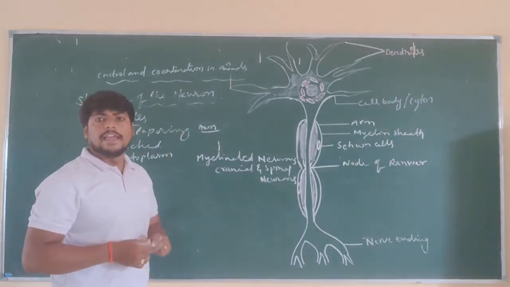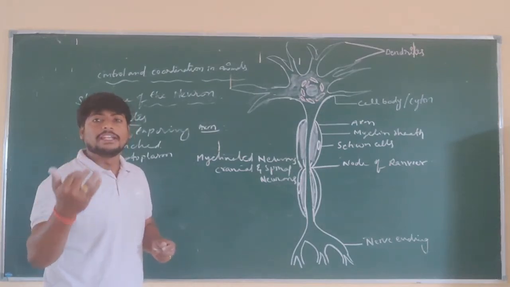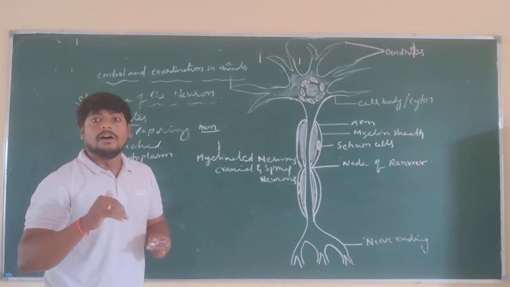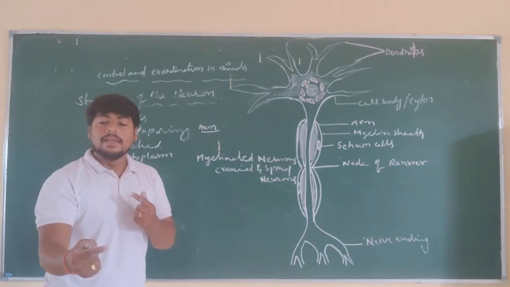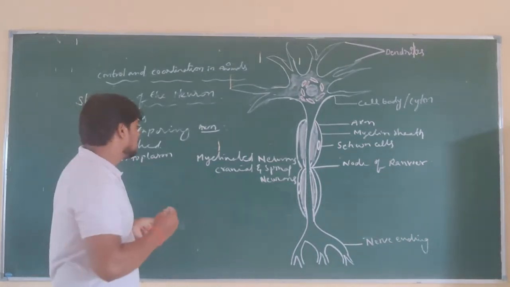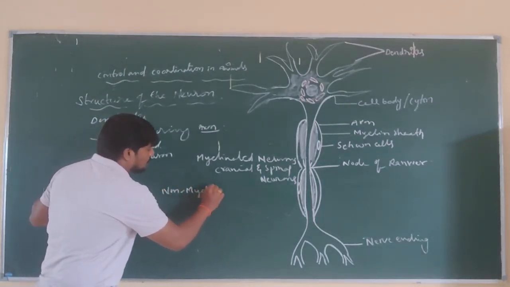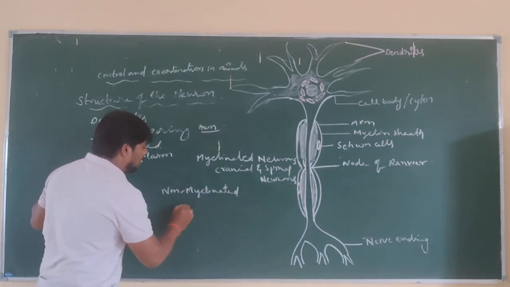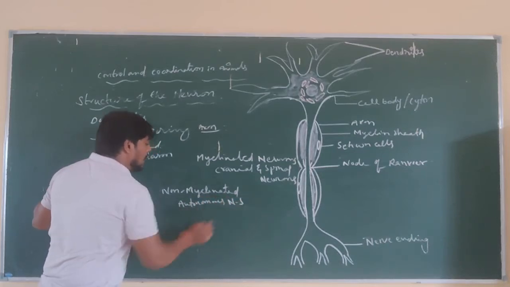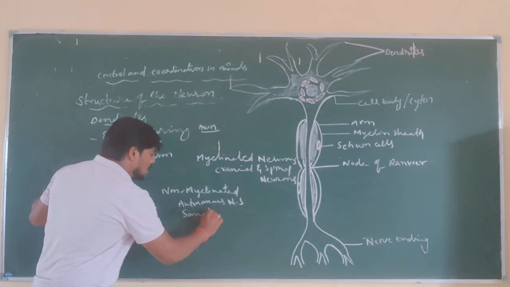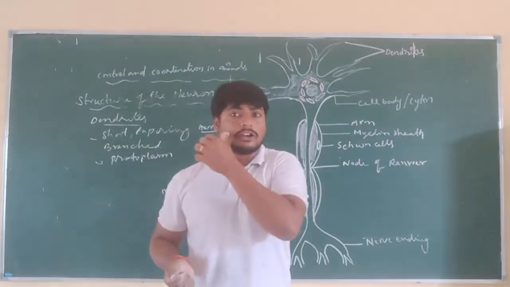Whereas, if the nerve cells are not covered by myelin sheath, they are called non-myelinated nerve cells. What are they called? Non-myelinated nerve cells, which are found in the autonomous nervous system as well as the somatic nervous system. So, autonomous nervous system is nothing but functions automatically by themselves.